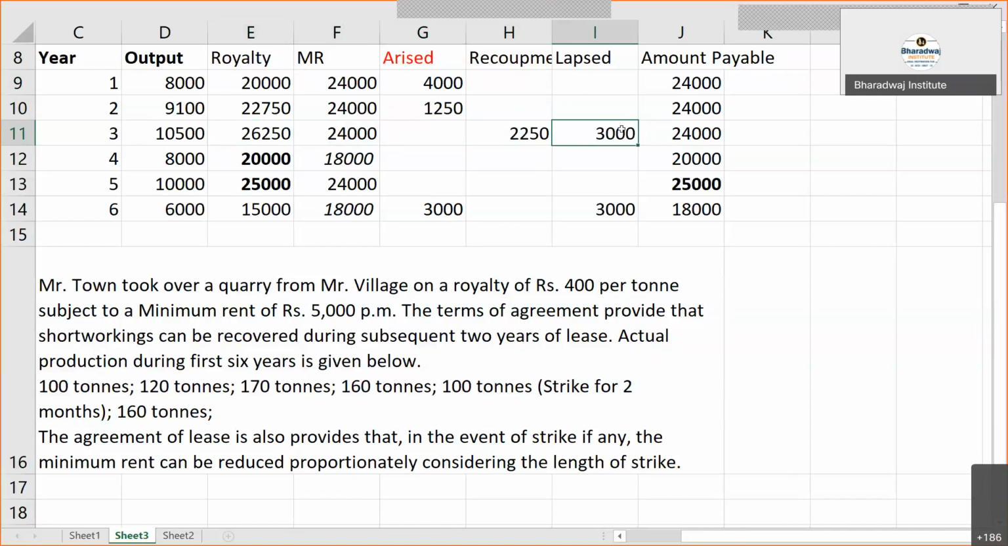So try to work out the table for the second question. Sir, the first year's short amount can be adjusted in the second and third year also. Yeah, that is what is flexible recoupment.